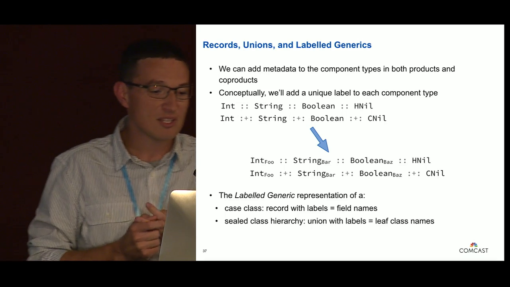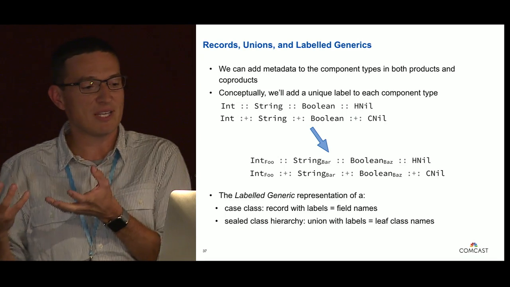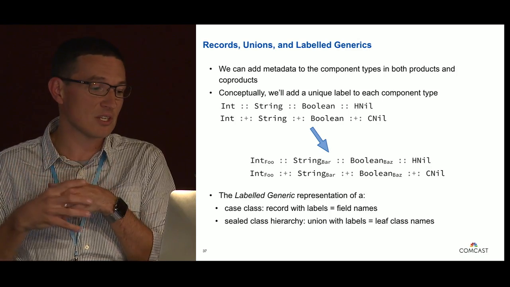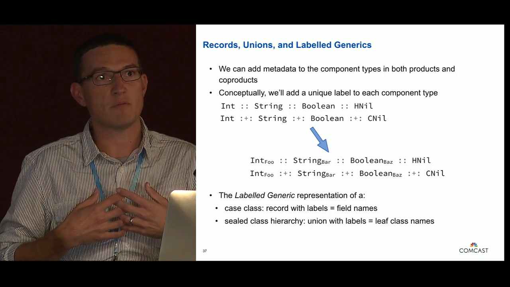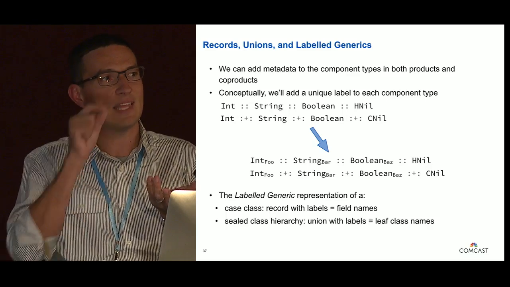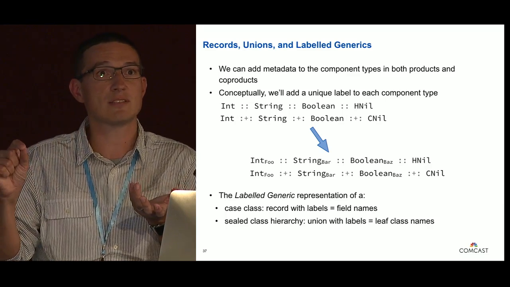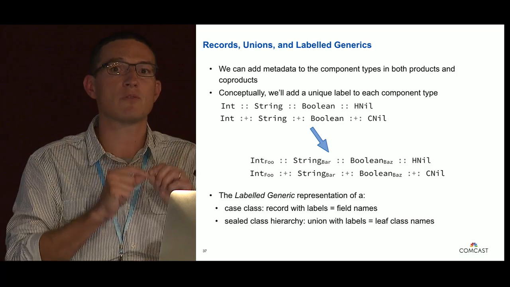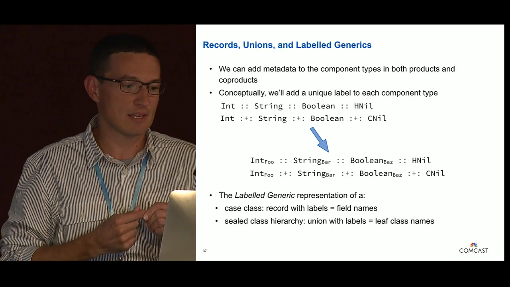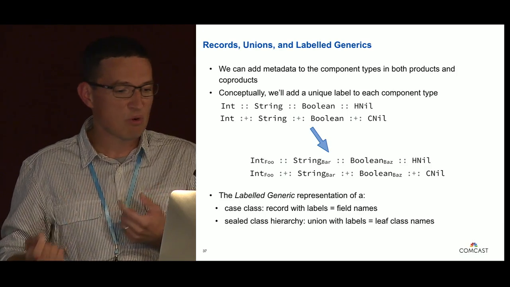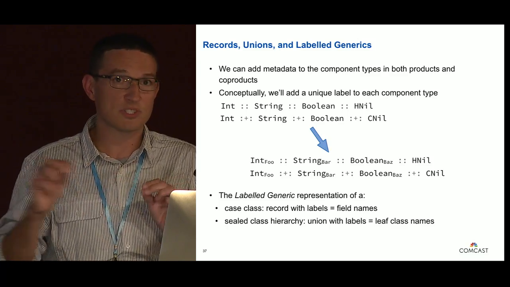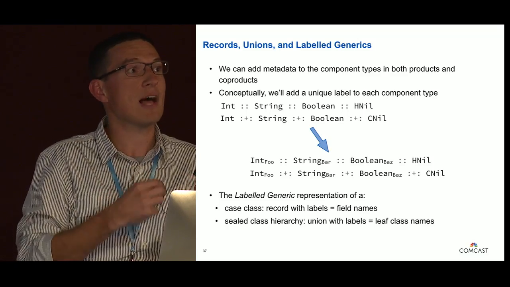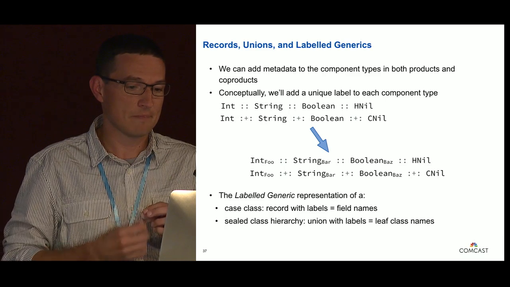So if we take records and discriminated unions, we can now combine them with the notion of a generic representation, and instead ask for a labeled generic representation. For case classes, what I mean by that is that we could label each component field of the HList with the name of the field from the case class itself. And for coproducts, we're going to label each individual subtype with the name of the subtype, the class name of the subtype.